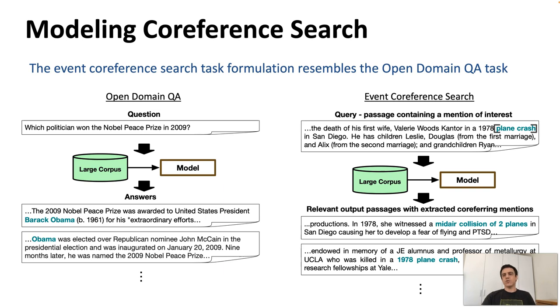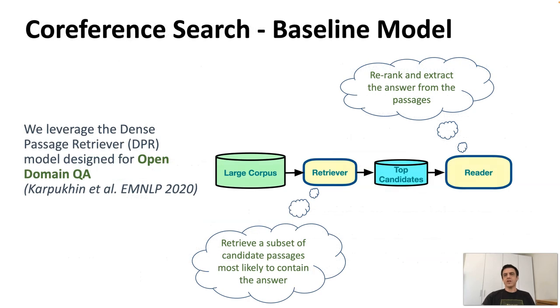Similarly, instead of a question in our task, we have a query, which is a passage containing a highlighted event of interest. The model, analogically to the open domain question answering models, is required to return passage candidates containing a highlighted event mention most likely to corefer with the query event. Following this notion, we leverage the dense passage retrieval model, a prominent open domain question answering model, to our setting.